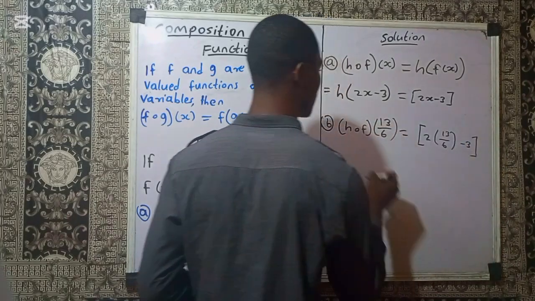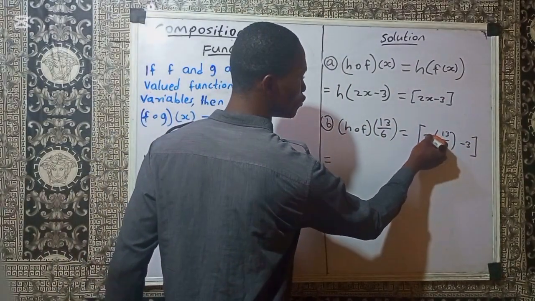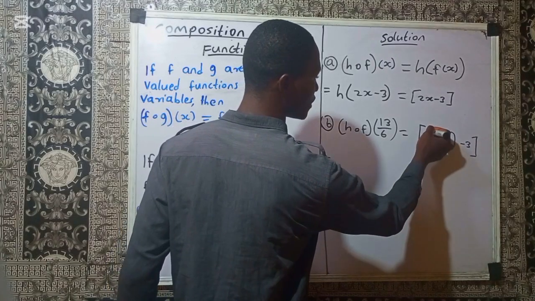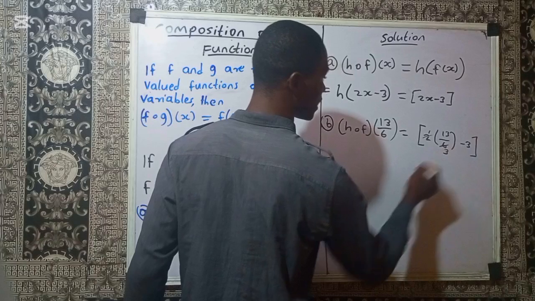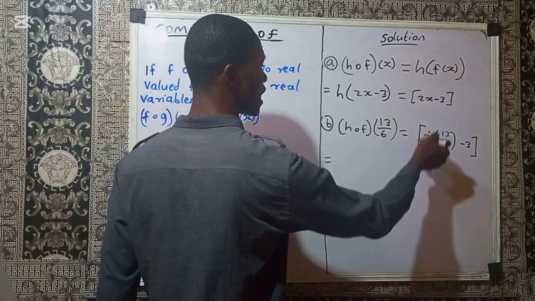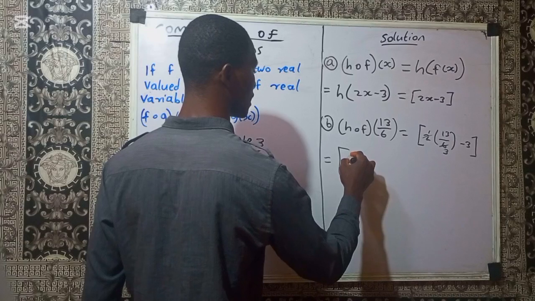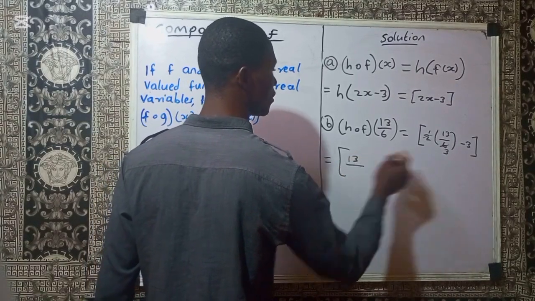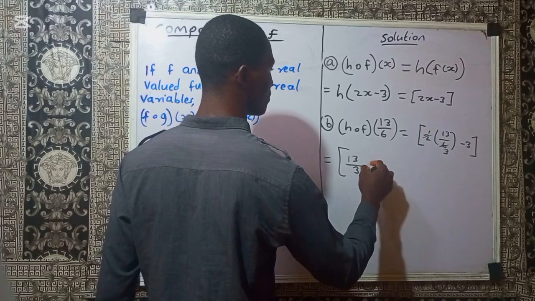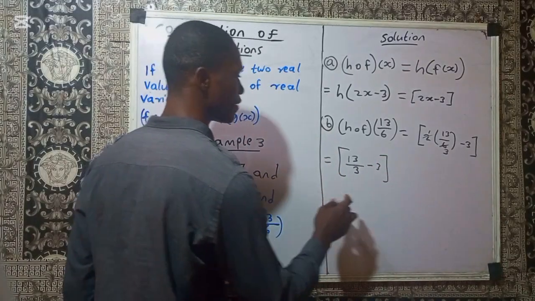All inside the greatest integer function. So this is what will happen. 2 divided by itself, you get 1. And then 2 divided by 6, you get 3. So what we now have, 1 times 13 is 13. So we have the greatest integer, we are going to have 13 over 3 minus 3, all inside the greatest integer function.